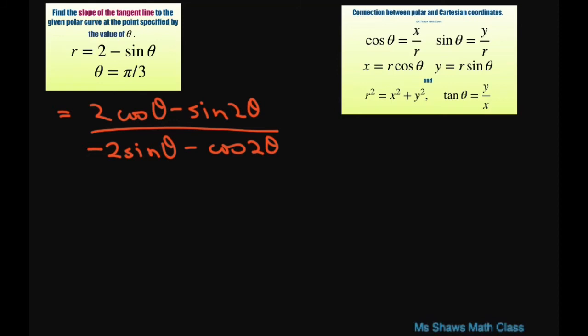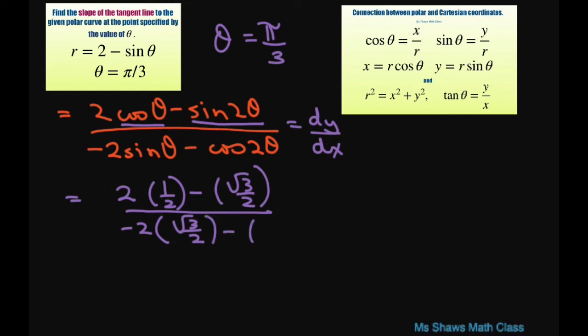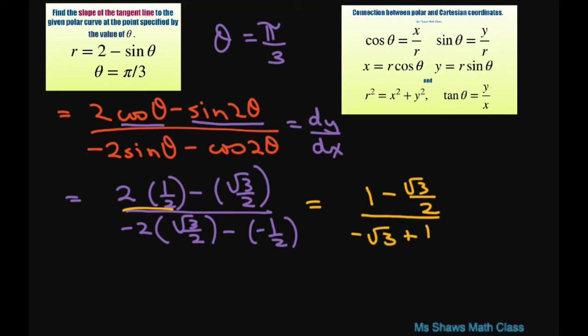Now we're going to evaluate the derivative of y with respect to x when theta equals pi divided by 3. So when we do that, let's substitute it in. We're going to get 2 times cosine of pi divided by 3, which is 1/2, minus, for this one, negative square root of 3 divided by 2. In the denominator, we have negative 2 times square root of 3 divided by 2, and then minus negative 1/2. So this is going to simplify to 1 minus square root of 3 divided by 2, and the denominator is going to be negative square root of 3 plus 1 divided by 2.